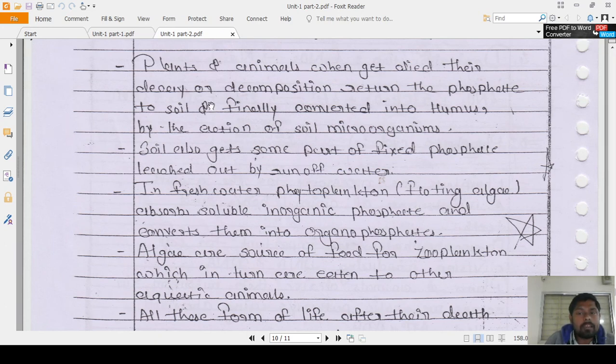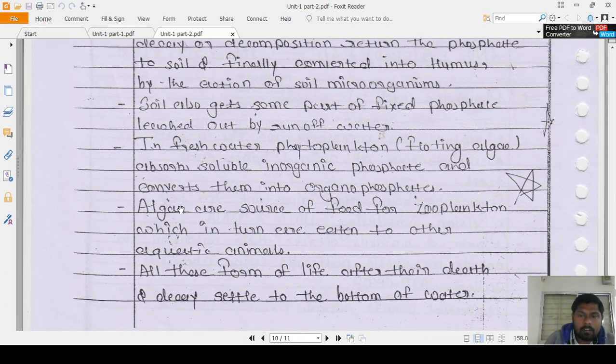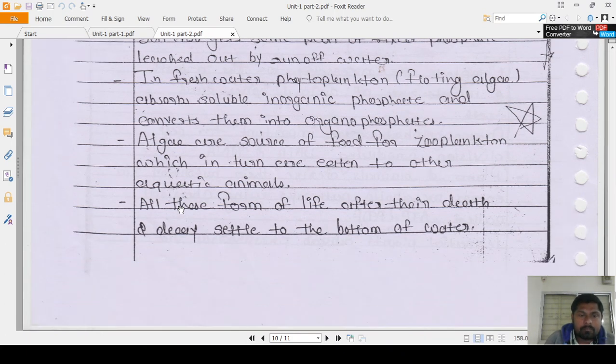When plants and animals die, they decay and decompose, returning the phosphate to the soil, finally converting into humus by the action of soil microorganisms. The soil also gets some part of fixed phosphate leached out by runoff of water. Some algae are a source of food for zooplankton, which in turn are eaten by other aquatic animals. That is the phosphate cycle.